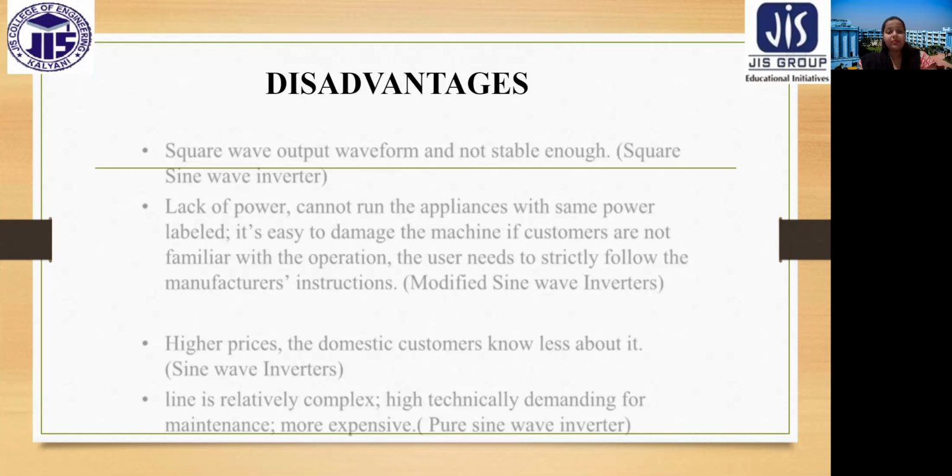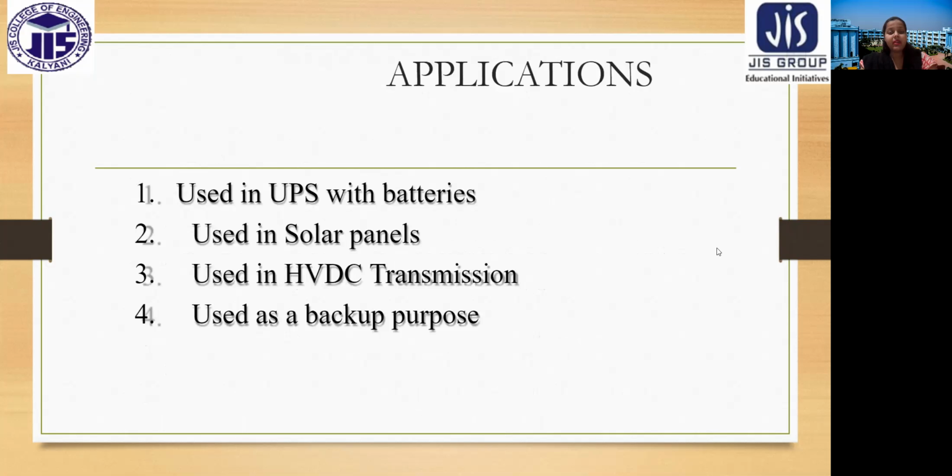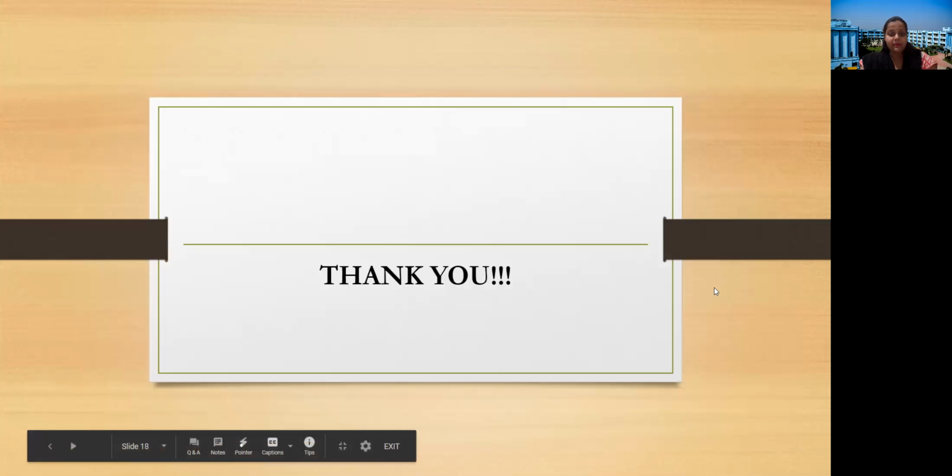Higher price, the domestic customer knows less about it. The circuit is relatively complex, high technically demanding for maintenance, more expensive. So these are some disadvantages of inverters. Applications: used in UPS with batteries, used in solar panels, used in HVDC transmission, used for backup purposes.